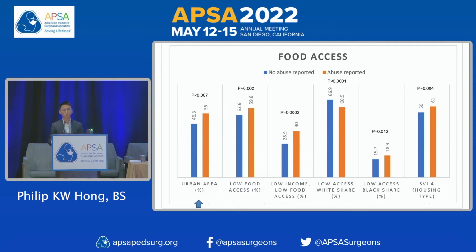They were also more likely to be from an urban area with lower access to food, although this was not statistically significant. If low income and low food access are analyzed together, it compounds the disparity as well. Surprisingly, only the low food access Black share was found to have a positive association with child physical abuse, while the low food access white share had a negative association with child physical abuse in our study.